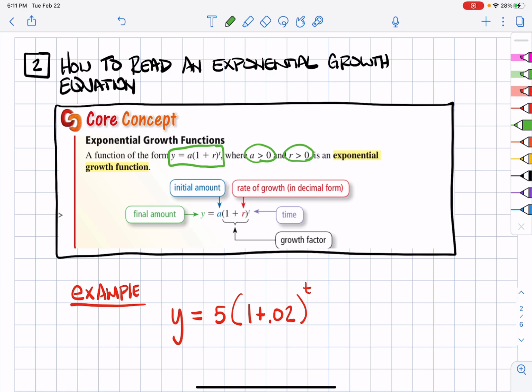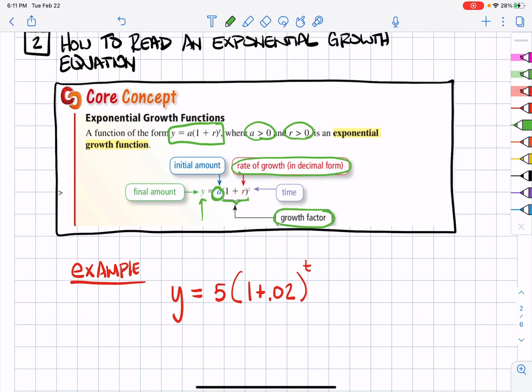The y part on the end is just going to be the amount that we end up with. The a part that sits out in front is your initial amount, whatever amount you're starting with. The 1 plus r is your growth factor, and your rate is expressed as a decimal. That's really important. And then of course, t is just time. So let's put this into context for you.